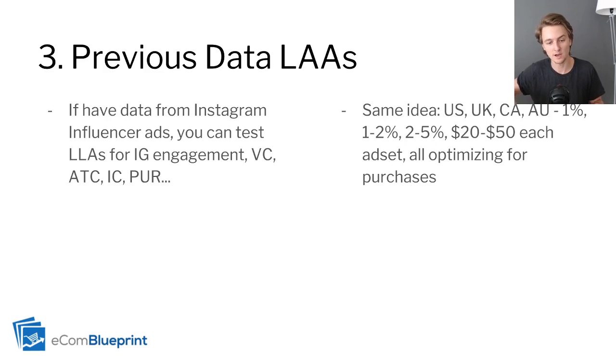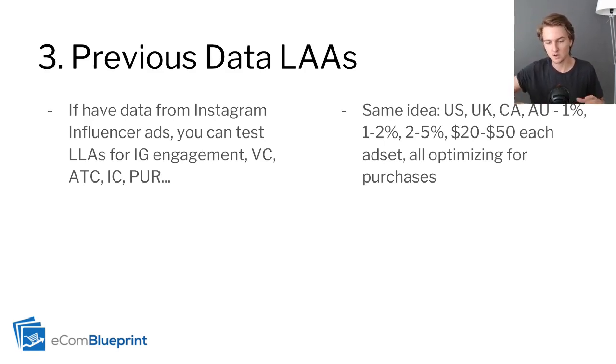Now at this point, if you have data from Instagram influencers, you can also start testing all the other lookalike audiences. You can test Instagram engagement, and assuming that you've already gotten traffic and a few sales, you can test VC, add to cart, maybe initiate checkout, and also purchase if you've gotten 100 or 200 sales already. Same idea, you want to test for the US, the UK, Canada, Australia, 1%, 1 to 2%, 2 to 5%, all optimizing for purchases. And if you really want to start kickstarting your product like I did for Flex Posture, then it's a good idea to run Instagram influencers when you're first starting out, just to start getting more data so that you can scale your lookalike audiences faster.